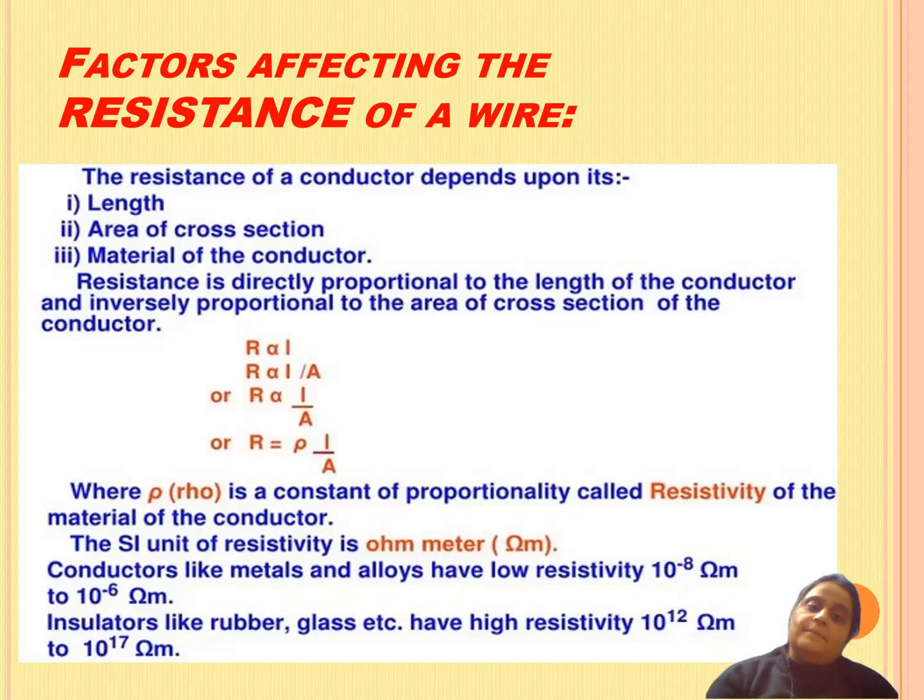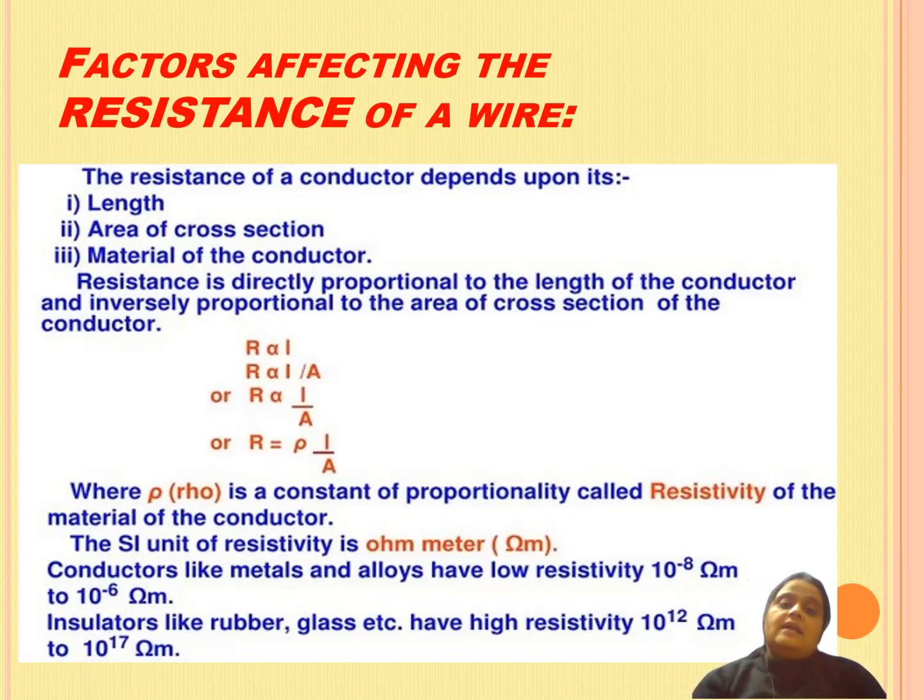First of all, the material of the conductor. Material means the nature of the conductor. If you change the conductor, if you are changing the material, obviously the resistance will not be the same, it will be different. The length and the area, we will discuss in a little more detail, because these two factors we will use in the small derivation.